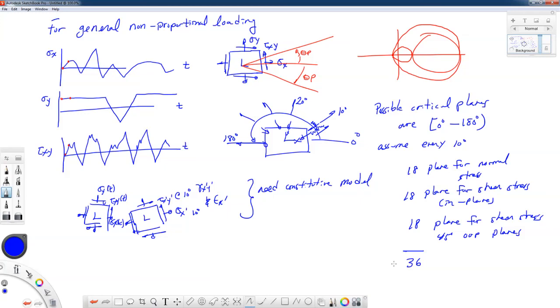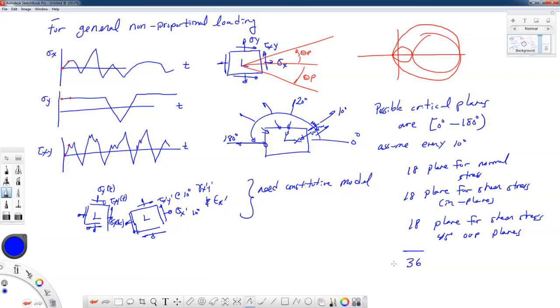Now this assumes that there's not any interaction among these planes. Could there be? Well, sure. If you have a crack that forms, there can be interaction and stress shielding in certain directions. So this is typically taken as a crack initiation approach and not a crack propagation approach.